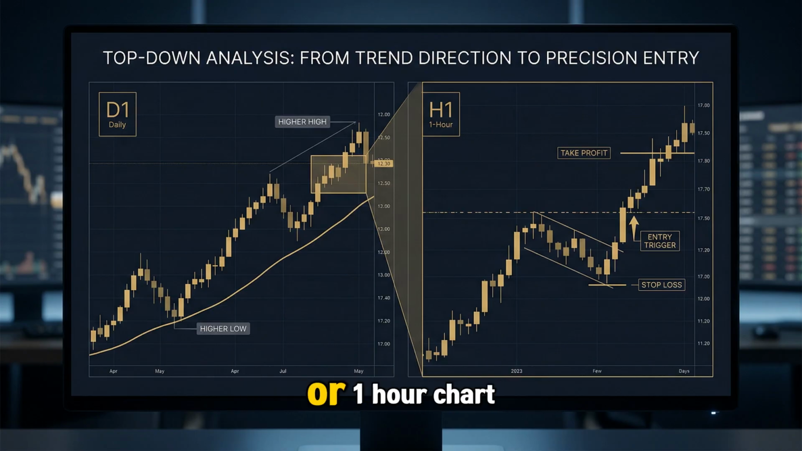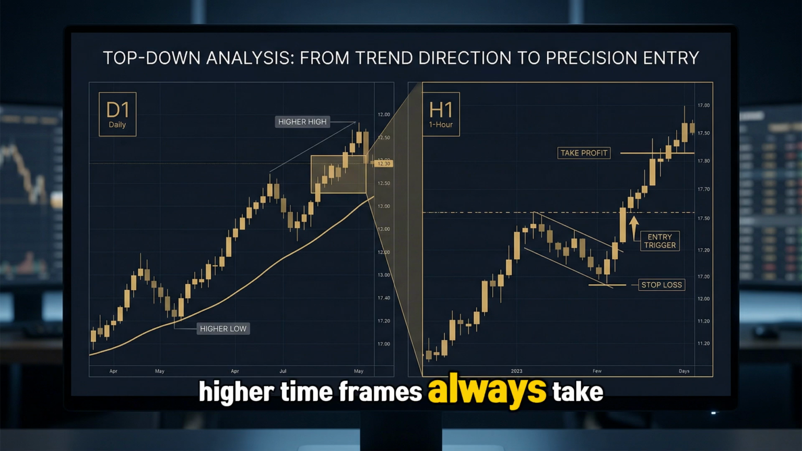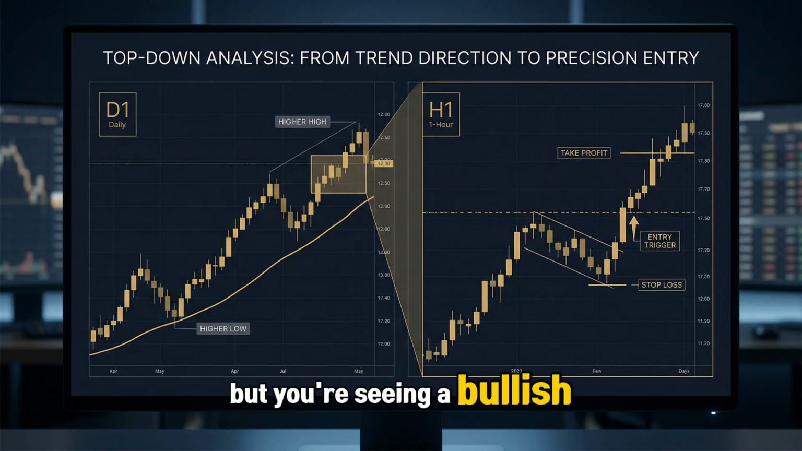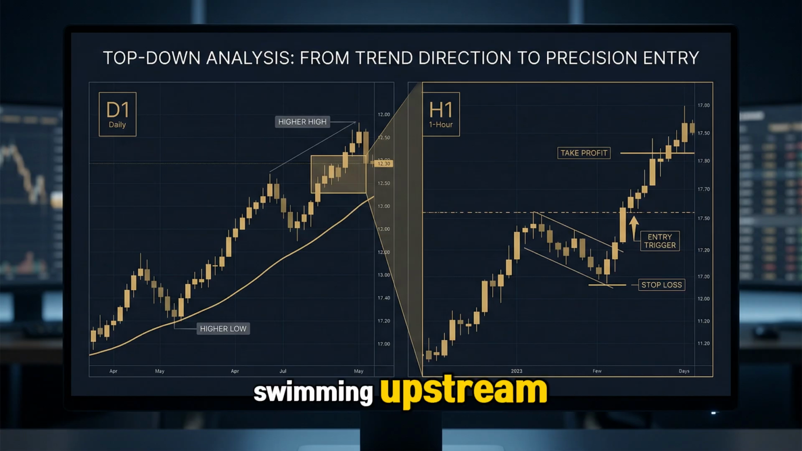The 4-hour or 1-hour chart helps you time your entry with more precision. The 15-minute chart can help you fine-tune your exact entry point. The rule of thumb: higher time frames always take priority. If the daily chart is bearish, but you're seeing a bullish signal on the 5-minute chart, be very cautious. That intraday move is likely swimming upstream.